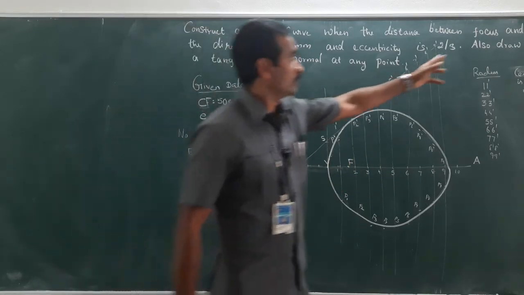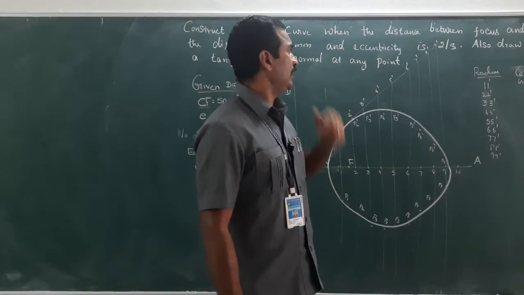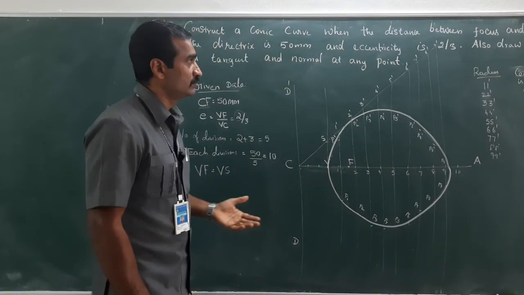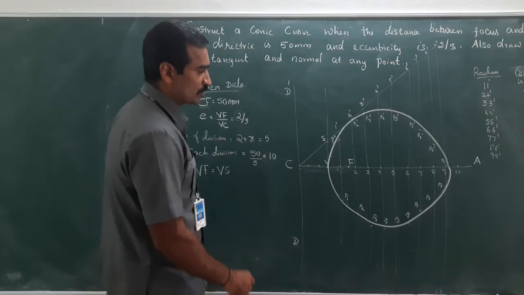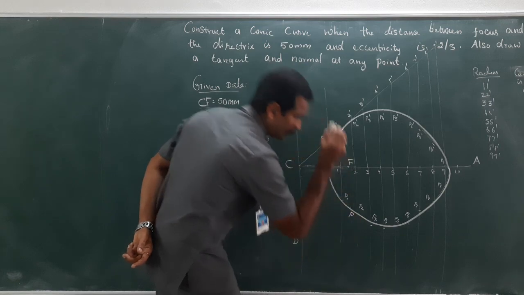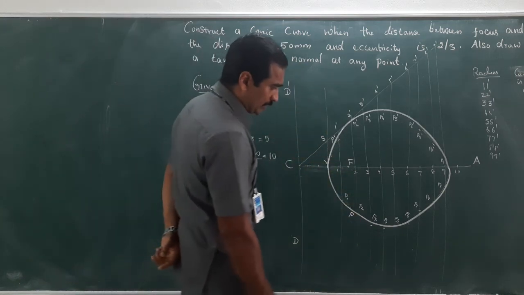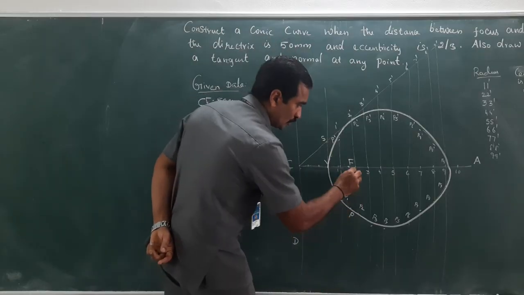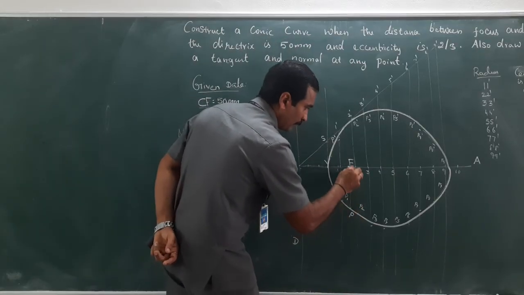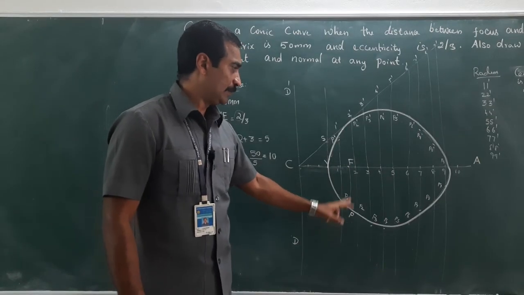What is the second part? Also draw a tangent and normal at any point on the curve. Right. Let me choose a point on the curve and name it as P. Draw a line to F, PF. I joined the line PF.